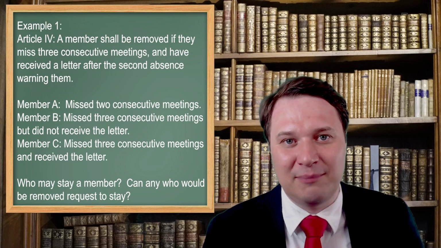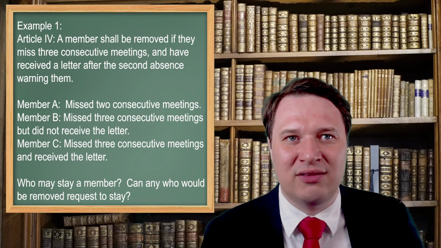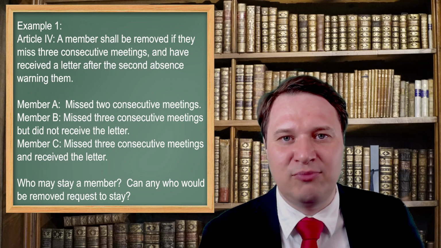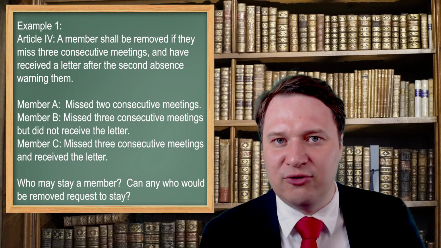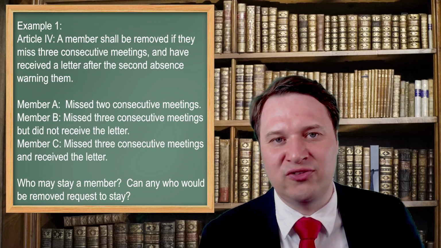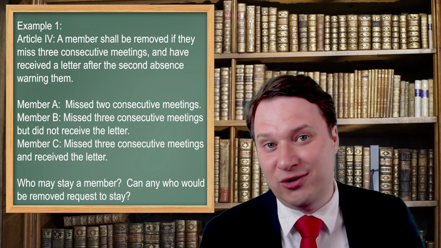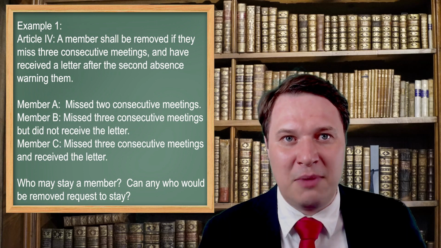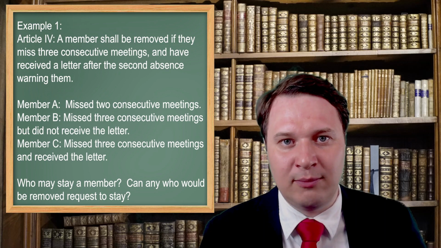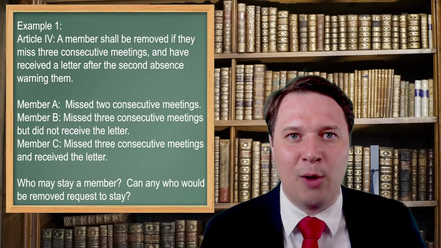We want our members to come to meetings. So let's look at some scenarios. Member A has missed 2 consecutive meetings. Should they be removed? Well, we look back at the bylaw and we see that the answer is no, because the bylaw requires you to miss 3 consecutive meetings. And so member A is okay right now, and it would be improper to remove them or to try to remove them. How about member B?